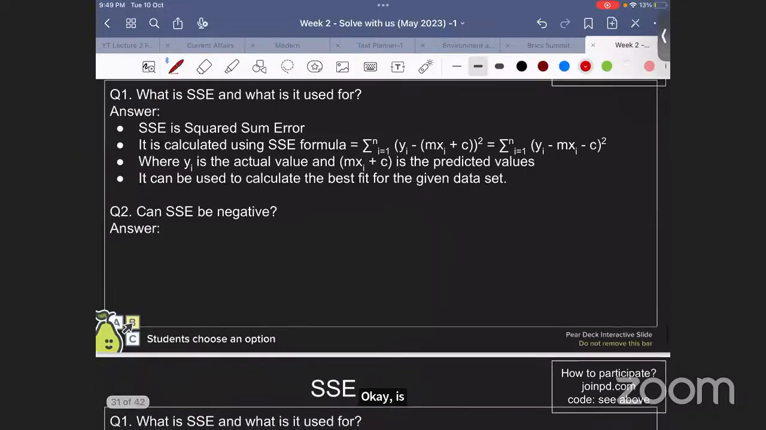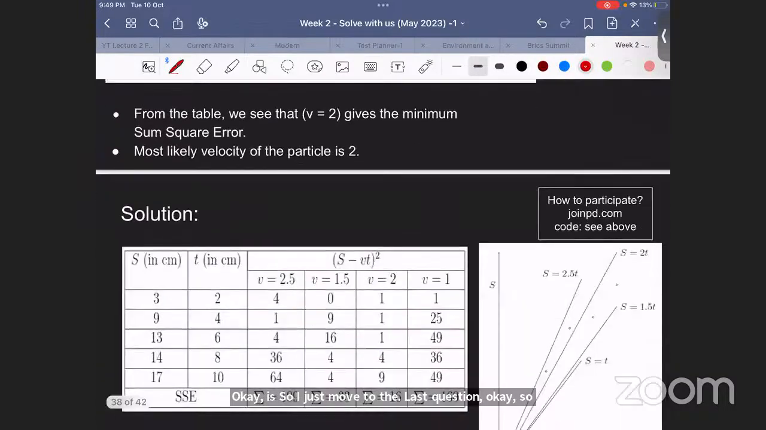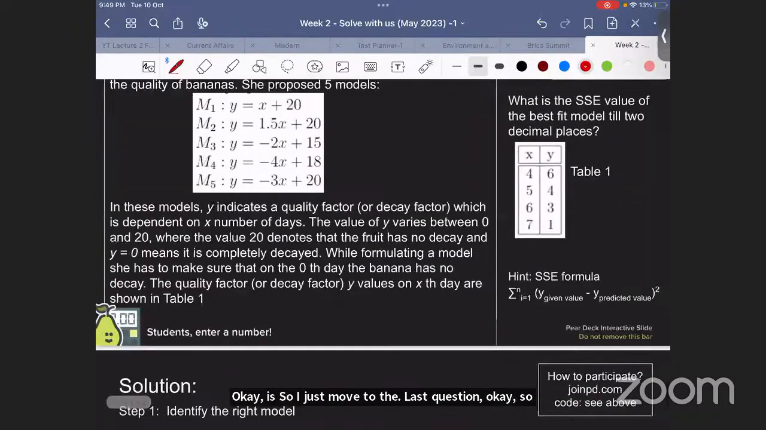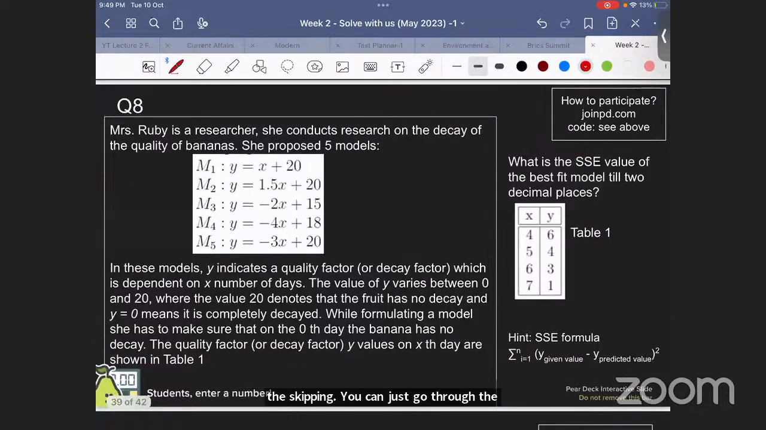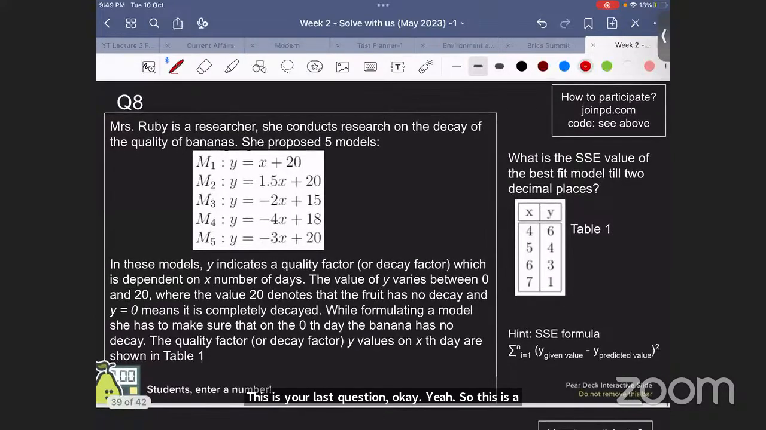Done. So let's move to the last question. Just skipping, you can just go through the slide. This is your last question. So this is a problem. You have to calculate SSE for this. Just read it carefully, and then let me know whether you are able to understand this or not. If you are not, then I'll explain it again.